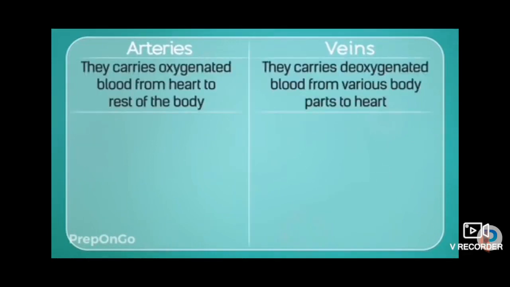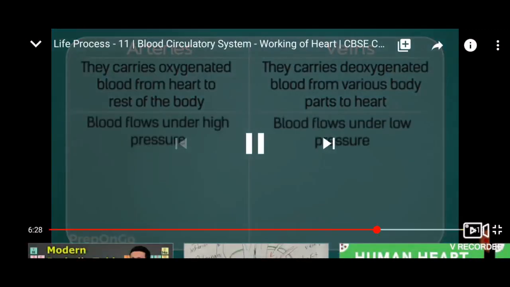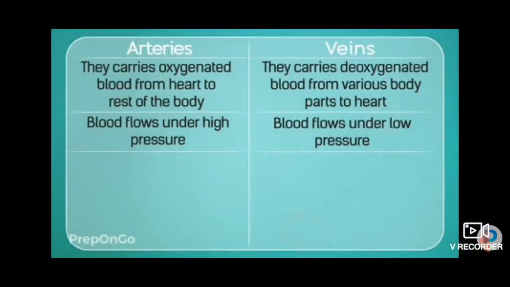Now the arteries have the function of carrying the oxygenated blood from the heart to the different parts of the body, whereas the veins carry the deoxygenated blood from all parts of the body to the heart. Since the arteries are receiving the blood from the heart, it is under high pressure. But in veins, since they collect the blood from the body and then give it to the heart, it is under low pressure.